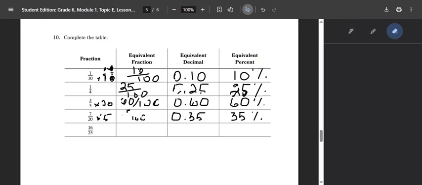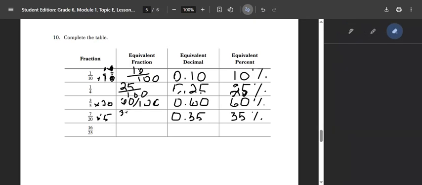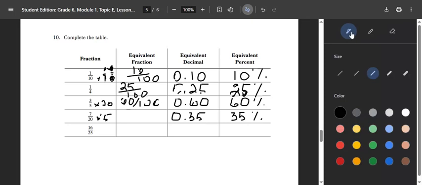Let me see if I can make this a little clearer so you can see it. This is 35. That doesn't look any clearer. So that is 35 out of 100. Well, that doesn't look any clearer, but I think you understand. 35 out of 100. All right.